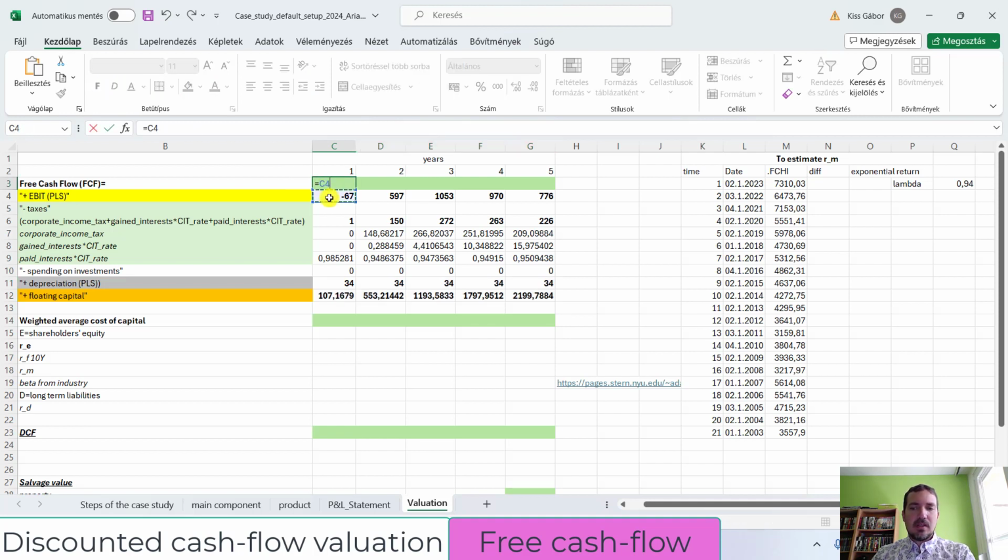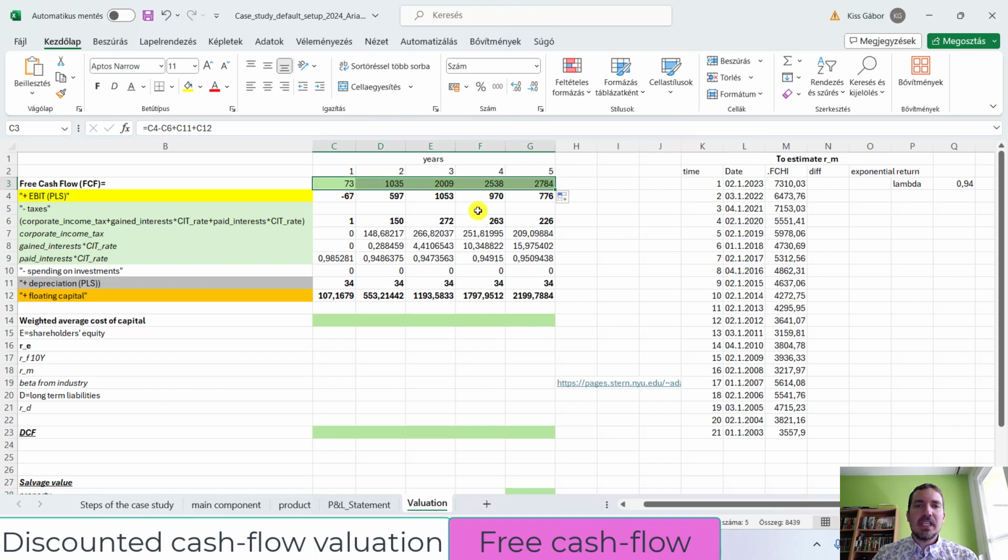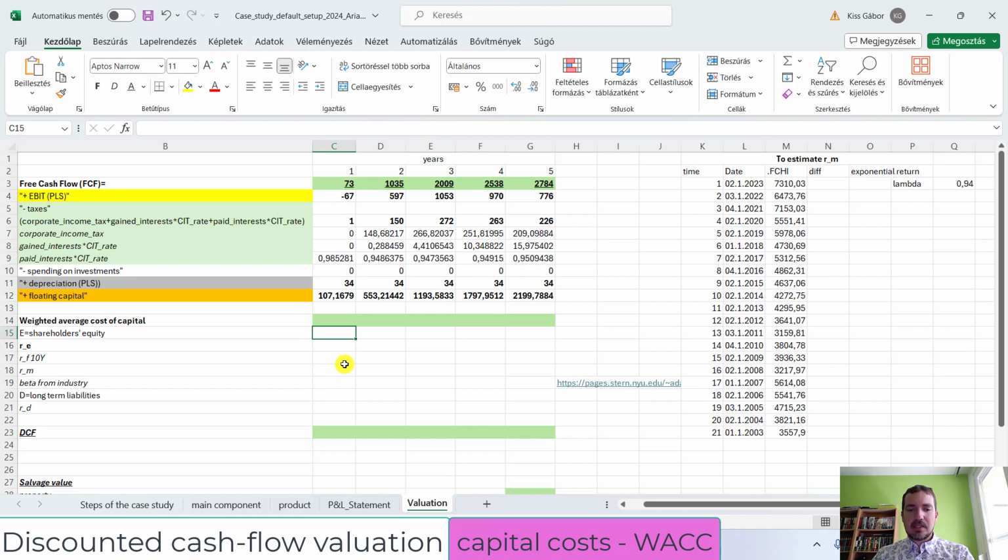So yeah, okay, so based on this data, here now we can have the free cash flow. So this number plus, sorry, minus this number, because these are taxes, plus depreciation plus floating capital will give us the free cash flow. Let's underline it and let's keep it here.